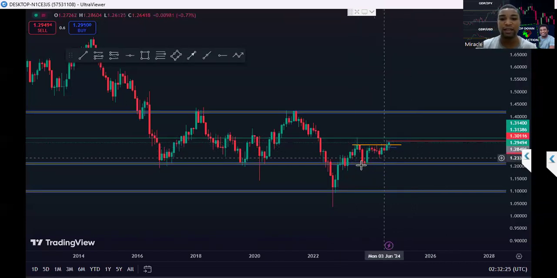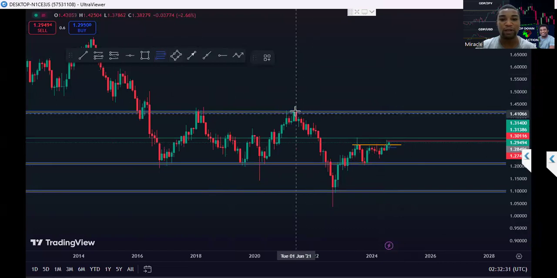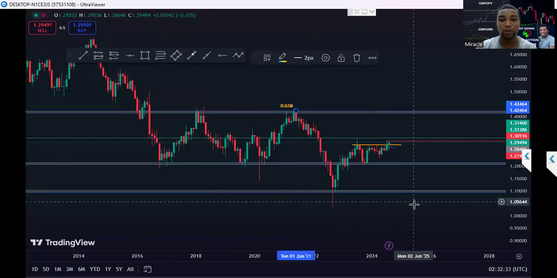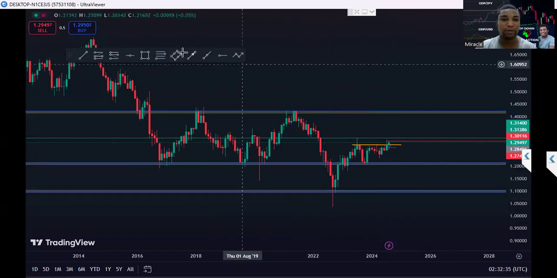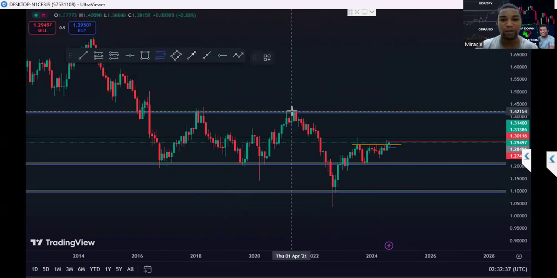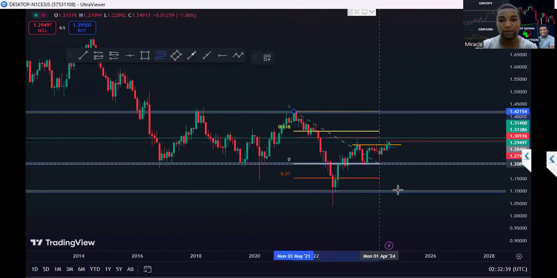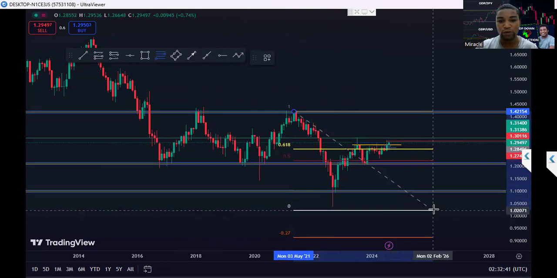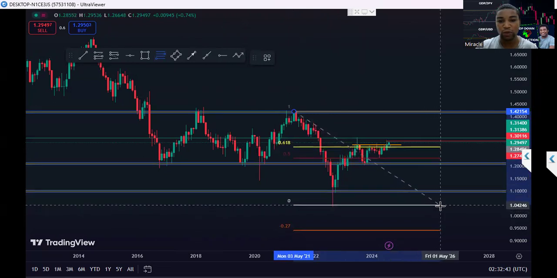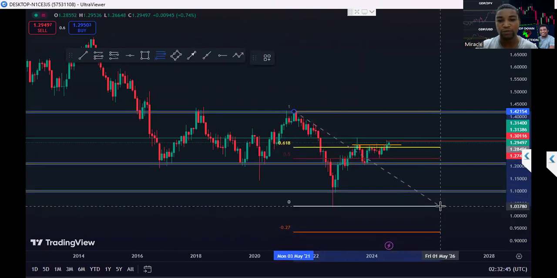So I can see an inverse head and shoulder pattern on the weekly time frame. And I'm going to draw out my Fibonacci from swing low to swing high. Wait, what's wrong with my Fibonacci? Fibonacci from swing high to swing low around this region.